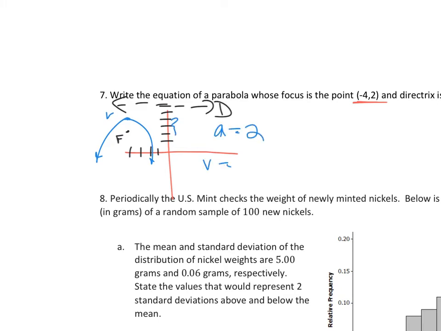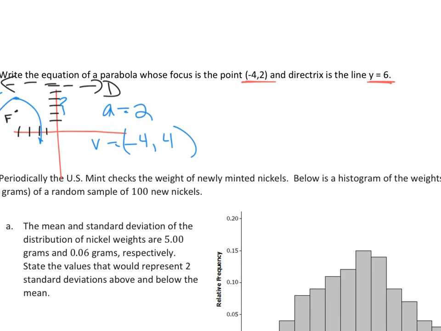And my vertex is negative 4, 1, 2, 3, 4. And then 1, 2, 3, 4. So negative 4, comma 4 is my vertex. So now that I have all the information I need, I can go ahead and plug into this equation.